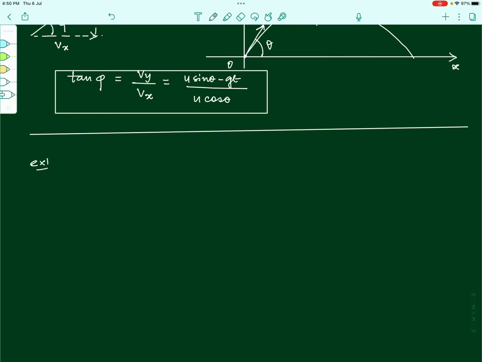So the first example is, let's say a ball is thrown with a speed of 30 meters per second, making an angle of 30 degrees with the horizontal. So the angle of projection is 30 degrees. Okay. So in this case now we are supposed to find out, number 1, the range of the projectile, number 2, the height of the projectile, and number 3, the time at which the projectile reaches the highest point, t.